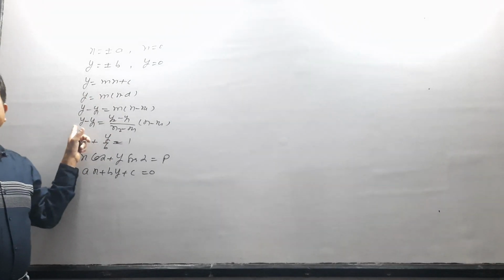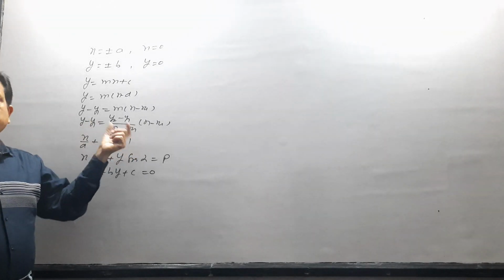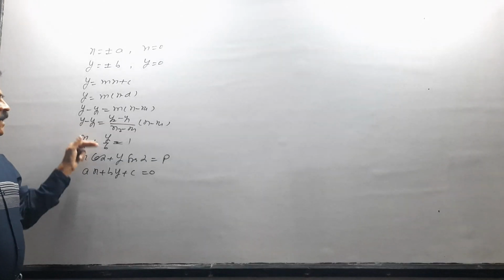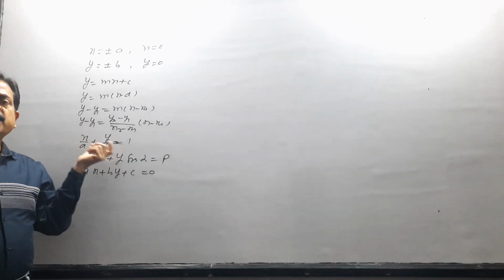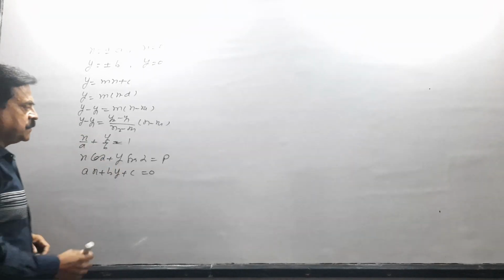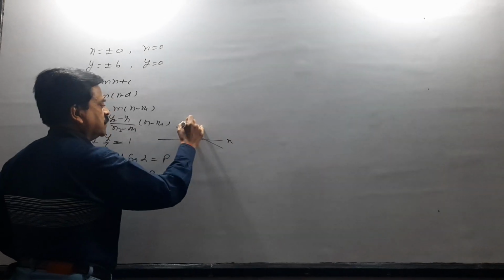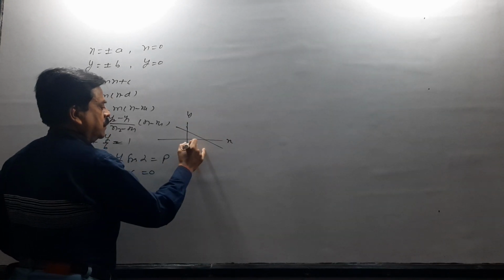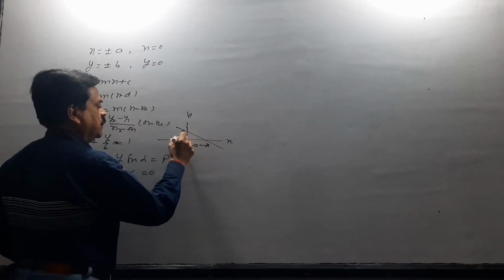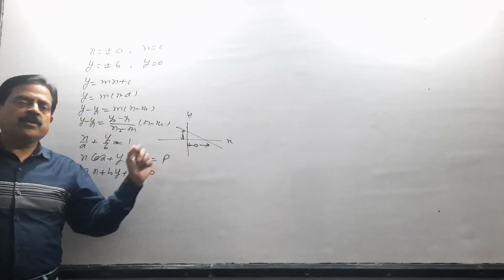This is the equation of a line passing through 2 points whose coordinates are x1 y1 and x2 y2, and this is the equation of the line x upon a plus y upon b equals to 1, called the intercept form. a and b are intercepts like this, on the x-axis and y-axis. This distance is a and this distance is b. So this is the x-intercept, this is the y-intercept, and these can be positive or negative.